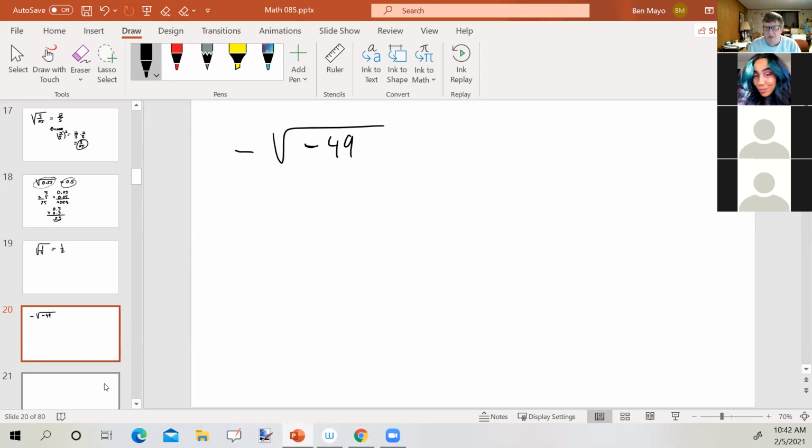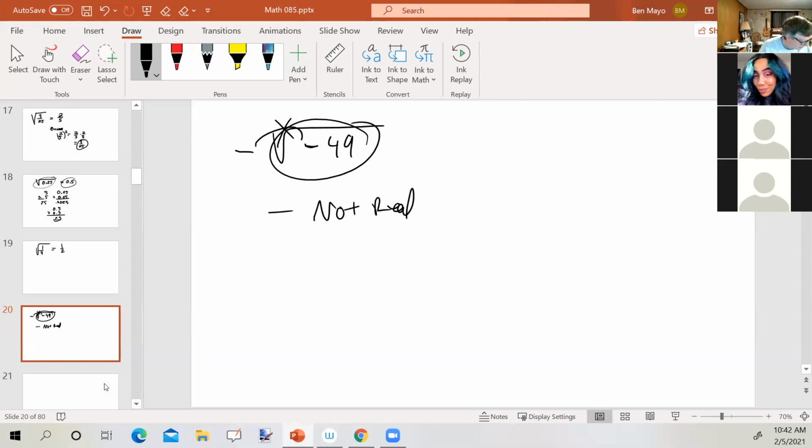What about this? A negative outside the square root of -49. We can't say negative times negative is positive in this case, okay? The square root of -49 is not real, so even with a negative sign in front of it, it's still not real. So watch out for that.